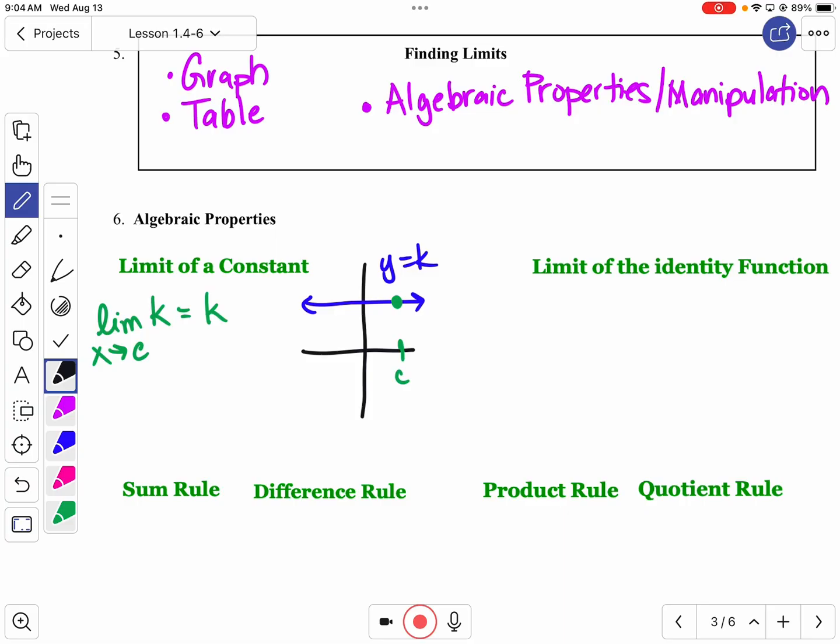Okay, let's think about the identity function. The identity function is y equals x. All right, so if we were to graph that, y equals x. Okay. If we think about approaching some x value c, what would the y value be? If y equals x.